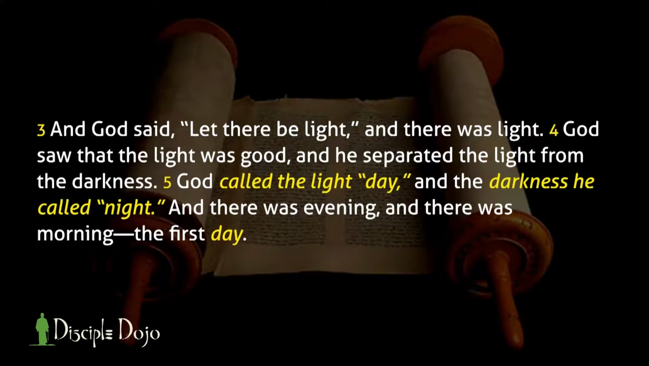But God saw the light. So the first thing created, let there be light. God saw the light, it was good. He separated the light from the darkness. God called the light day. Do you see that? The light is what God called Yom, day. And the darkness he called night. There was evening and there was morning, the first day.